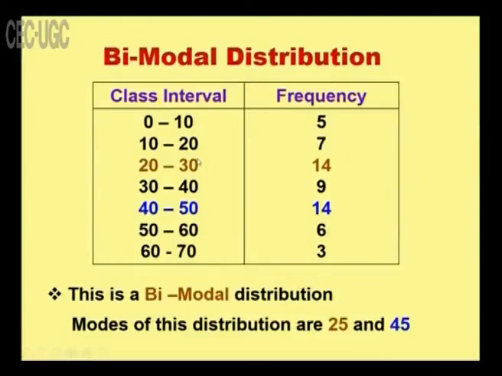And look at this example. Here the class interval 20 to 30 has the frequency 14, and 40 to 50 also has the frequency 14. Therefore, two class intervals have the highest frequency, and again it is bimodal, and 25 and 45 are called the modes.